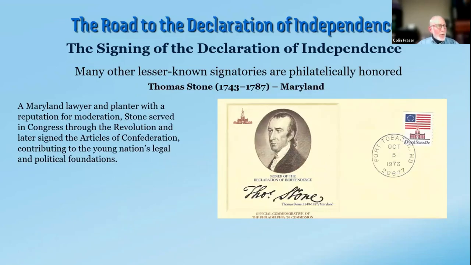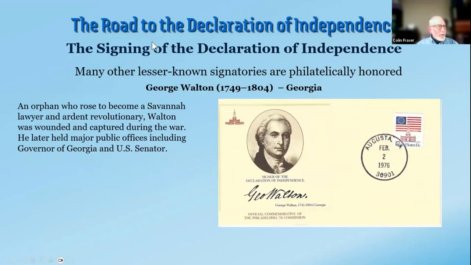Thomas Stone from Maryland, an attorney and a farmer, was a moderate. He was one of those early proponents of trying to come up with a reconciliation with the British. He was not a separatist initially, until things got to the point where everybody was a separatist.